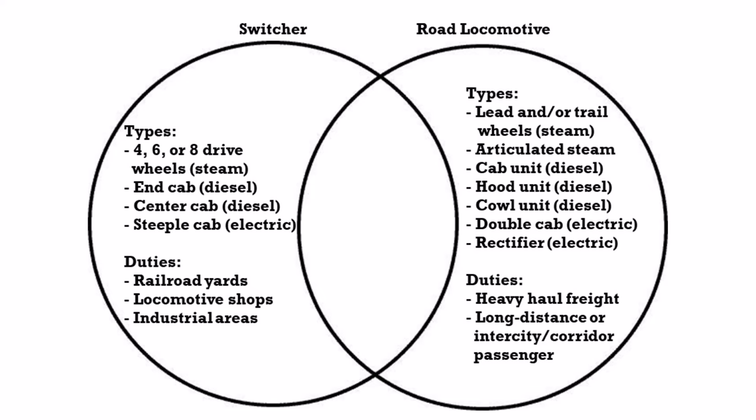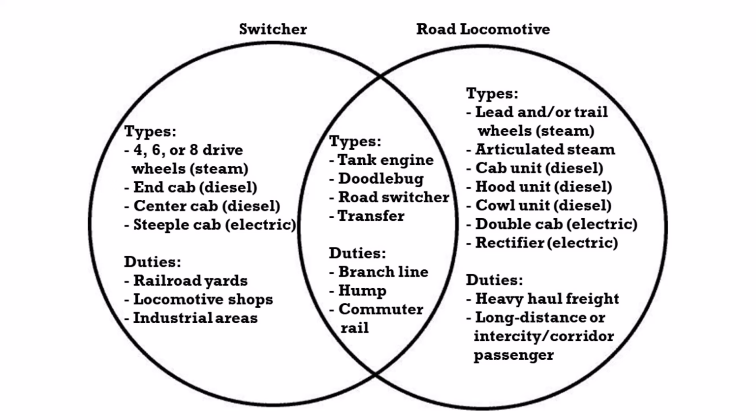On the road locomotive side, steam engines were built with leading and/or trailing wheels in addition to their drivers. Some steamers have an articulated wheel arrangement containing more than one set of drivers. Diesel locomotives have been built in a variety of body styles, including cab units, hood units, and cowls. Mainline electrics are usually fitted with a double cab, except for the rectifier locomotives with road switcher bodies. The duties of a road locomotive are heavy haul freight and long distance or intercity/corridor passenger services.